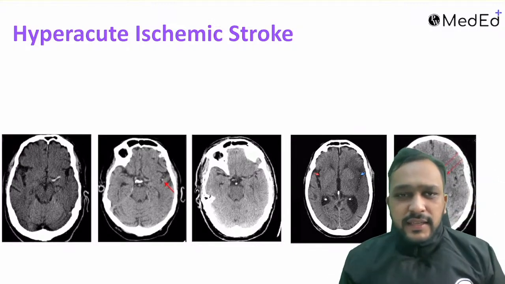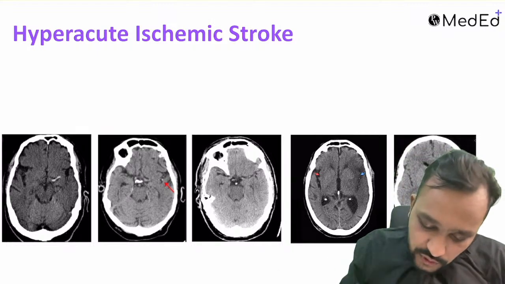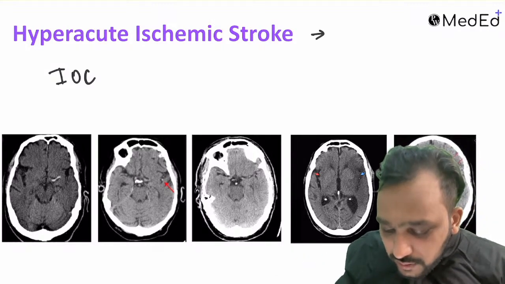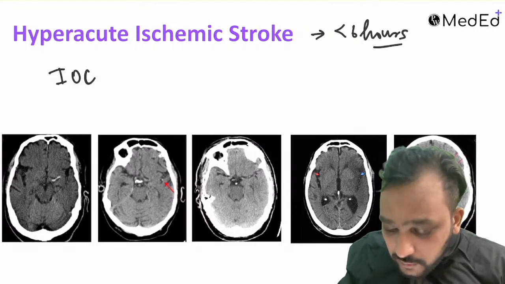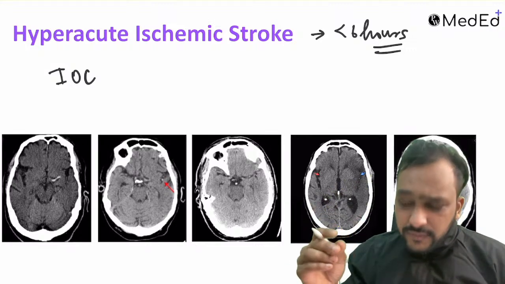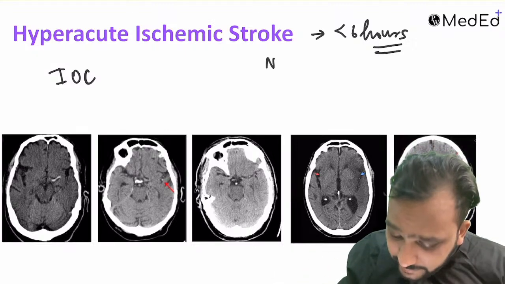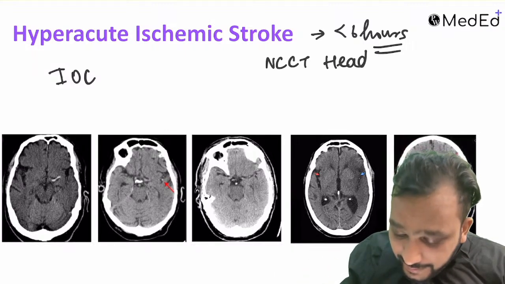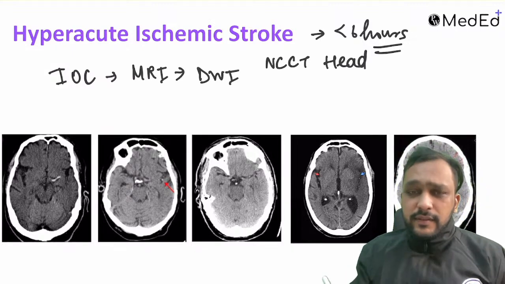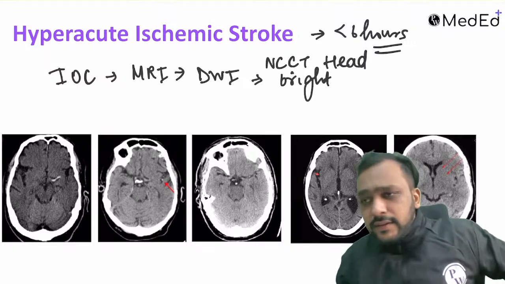Then we are going to discuss the imaging features of hyperacute ischemic stroke. If I ask you, what is the investigation of choice in a patient with hyperacute ischemic stroke? What is hyperacute ischemic stroke? It is any stroke that is less than 6 hours, right? In a stroke which is less than 6 hours, your NCCT head can be completely normal. That is why the investigation of choice is MRI. And within the MRI, you are going to see diffusion weighted images, which is going to appear as a bright area on diffusion weighted images, right?